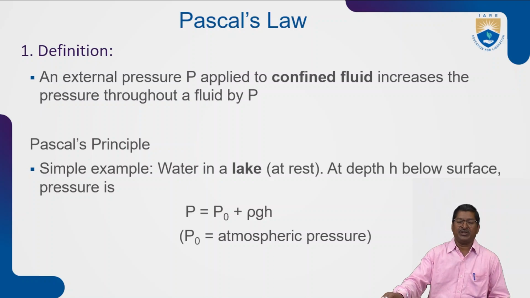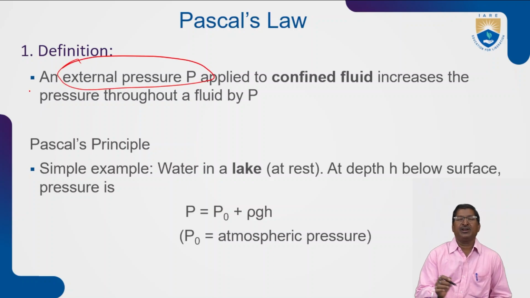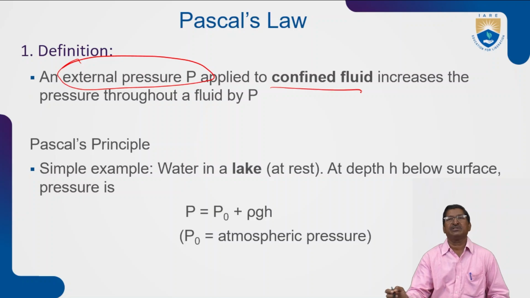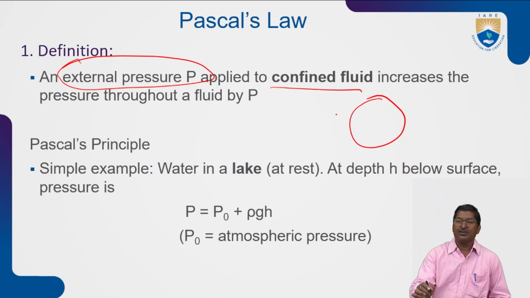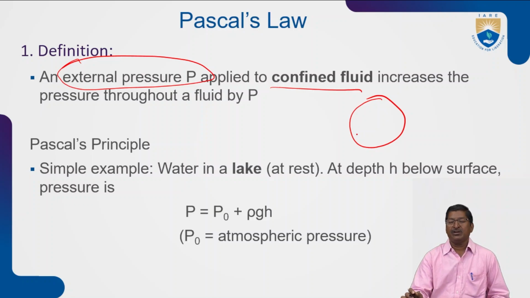An external pressure, that means if you apply any pressure externally to a confined fluid. So what is a confined fluid? That means it will not have any way to go out. That is called confinement. If you allow the fluid to flow freely in any direction, it is an unconfined fluid. Confined fluid means you take any closed vessel and it has a fluid in it, which is called confined, because the fluid cannot go outside, as the total vessel is occupied with the fluid. So whatever external pressure is applied cannot go outside, which is called a confined fluid.